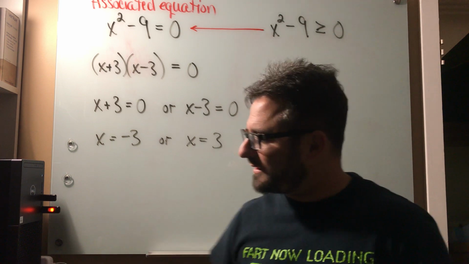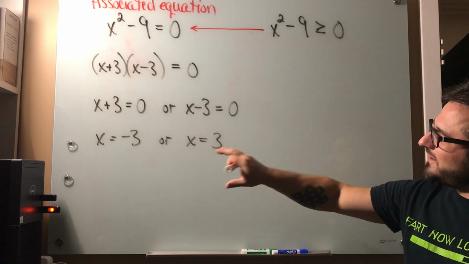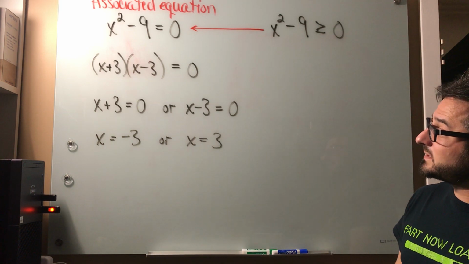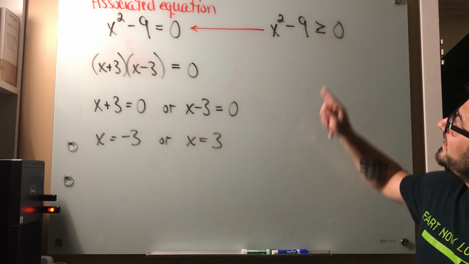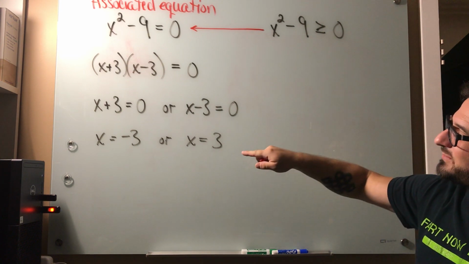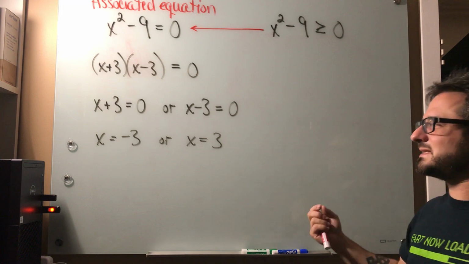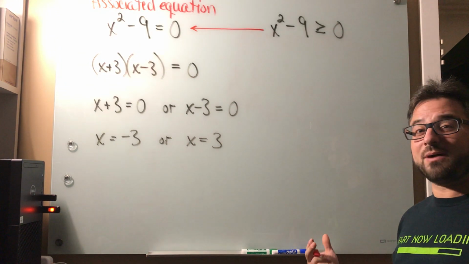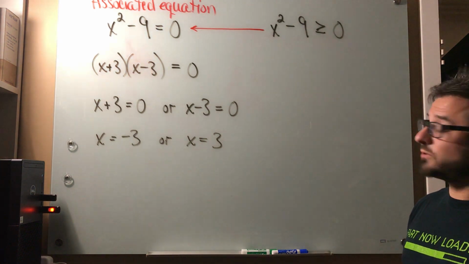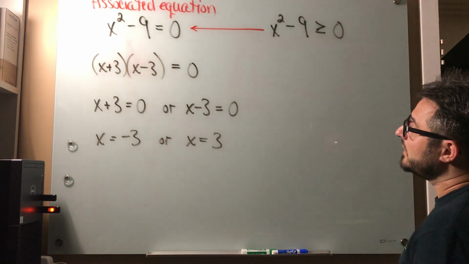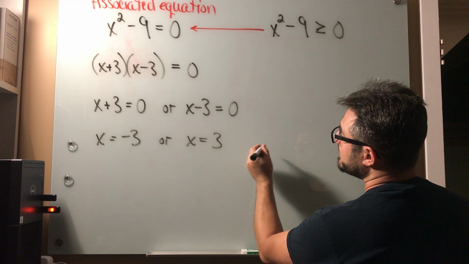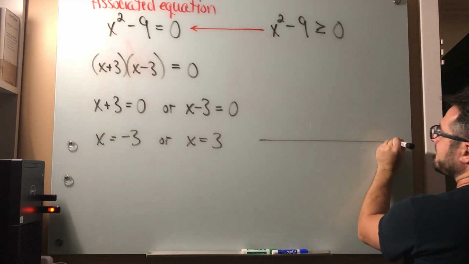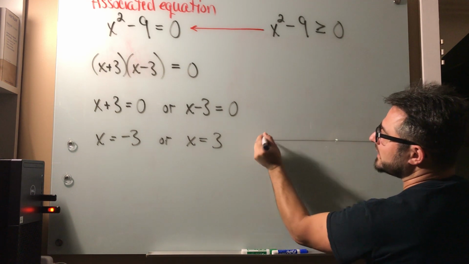Well, the important thing is that we're going to get negative 3 or 3 regardless. The only question is, should our answer be greater than or less than negative 3? Should it be greater than or less than positive 3? Well, here's a good way to tell. We take those values and we put them onto a number line.